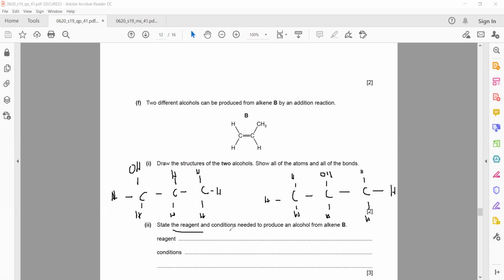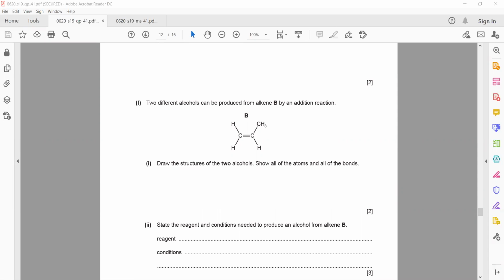State the reagent and the condition needed to produce alcohol from alkene B. What reagent is required? Why is it not a branch? The term branch means it should have more than 2 ends. If I count 1, 2 and 3, so this is 1 and this is a second end. So if it has 2 ends, it means it is not a branch.